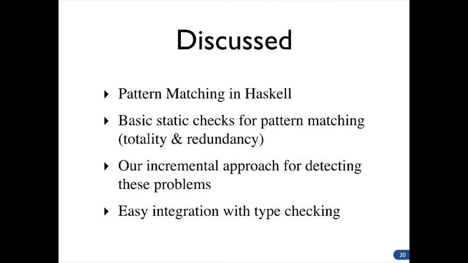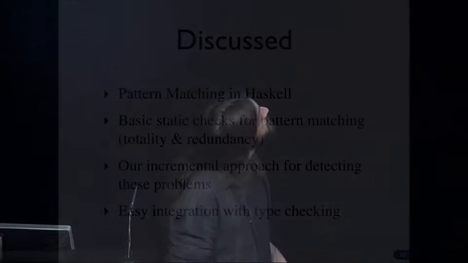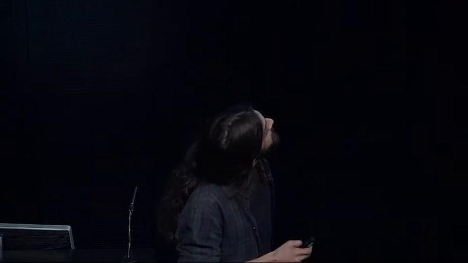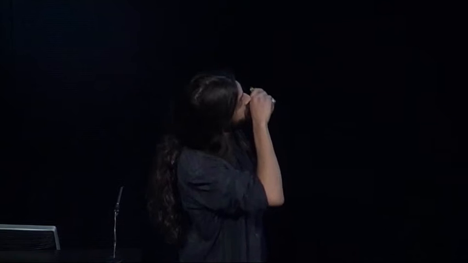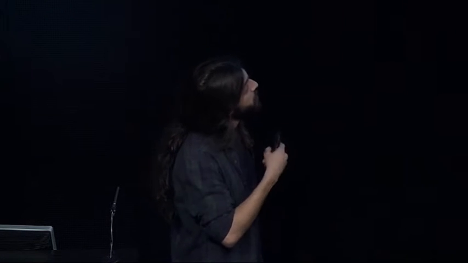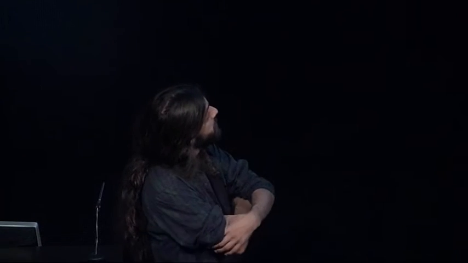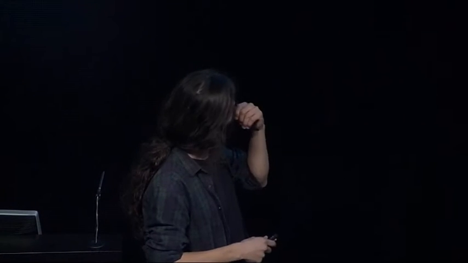What I've shown you, yes, I was a bit brief. We briefly saw how pattern matching works in Haskell. I've explained a bit how the basic static checks for pattern matching work, about totality and redundancy. I've explained how the incremental approach works, which we designed, and it's quite easy, actually. I didn't show it here, I just implied it, that it's really easy to check that a pattern vector is well typed in GHC since we have the existing infrastructure.